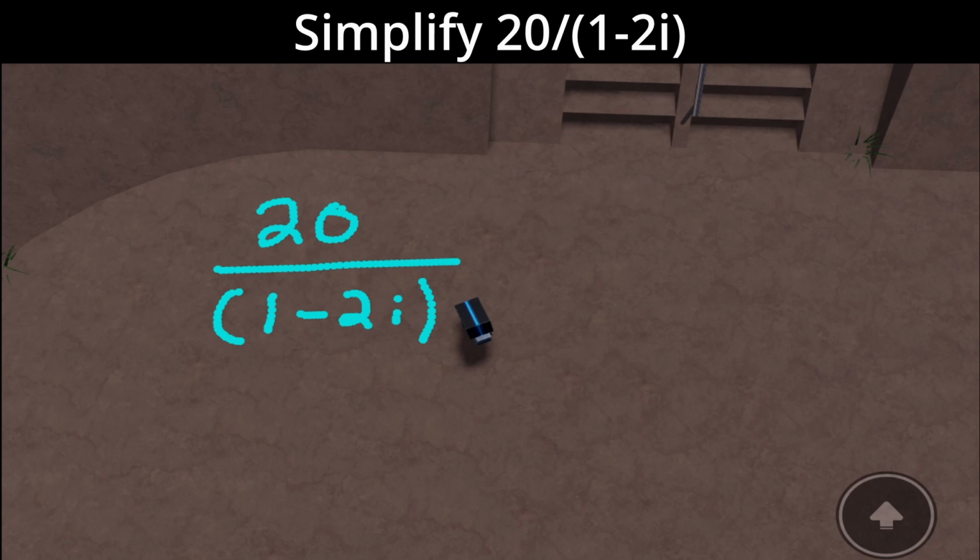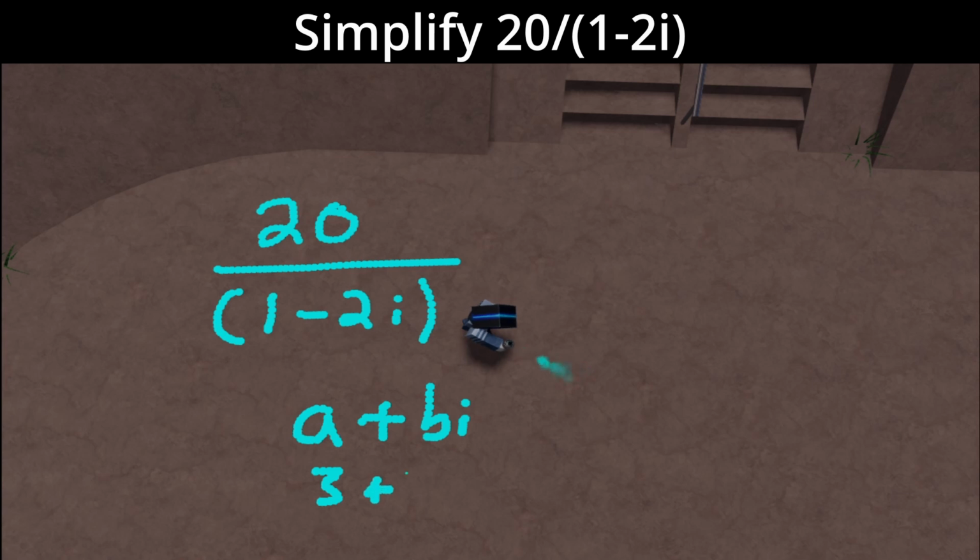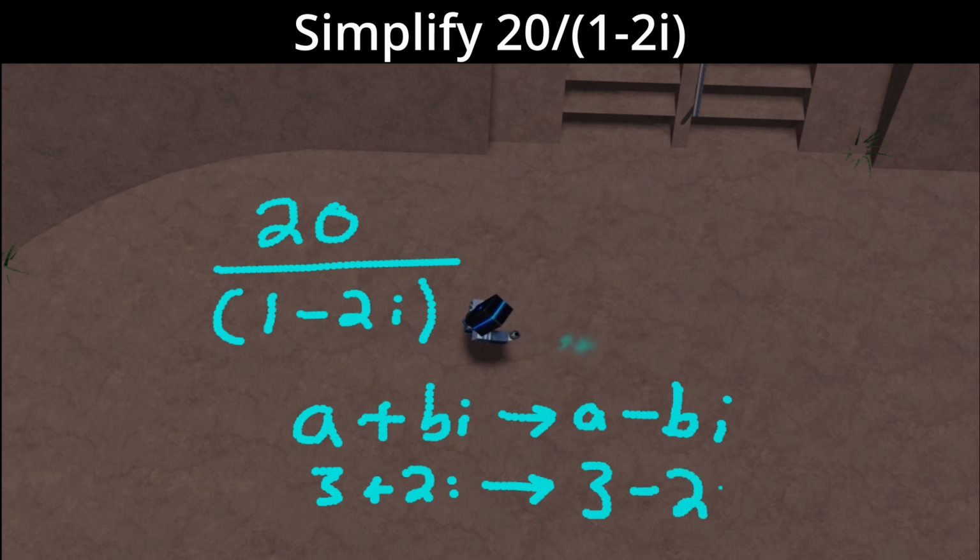What is a complex conjugate? Well, if you have a number in the form of a plus bi, such as 3 plus 2i, its complex conjugate is just you make it a minus bi. That means you flip the term on the imaginary part. So 3 plus 2i would have a complex conjugate of 3 minus 2i.